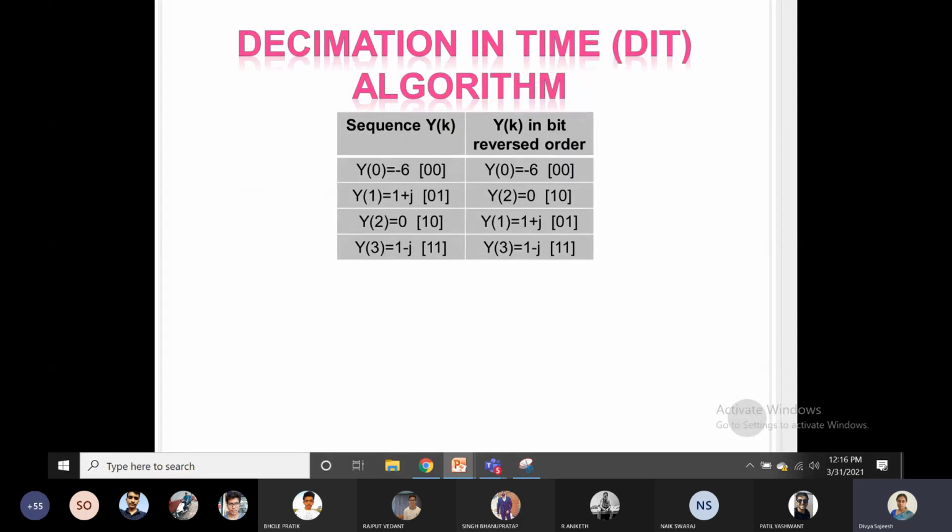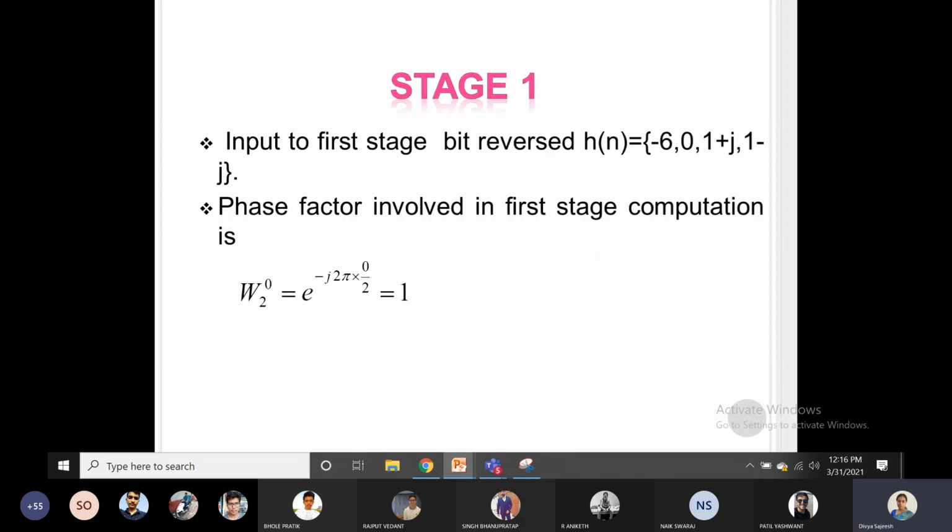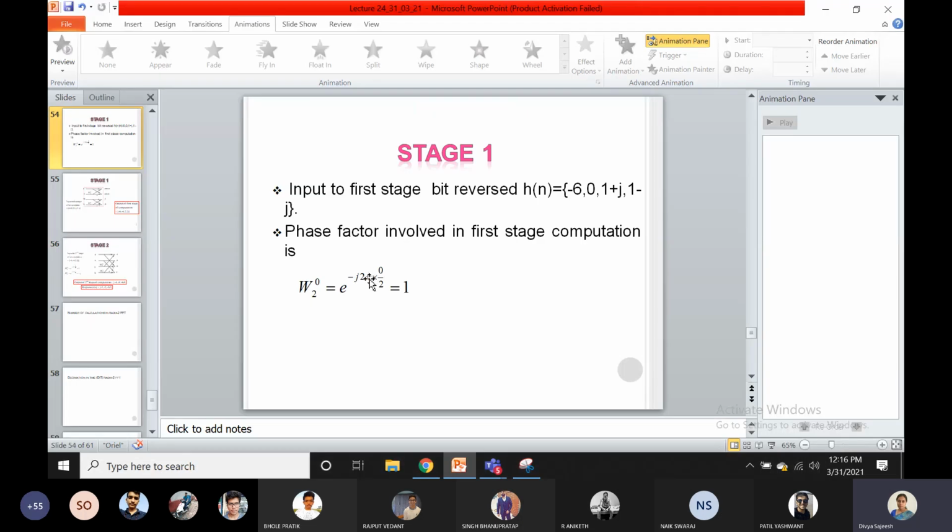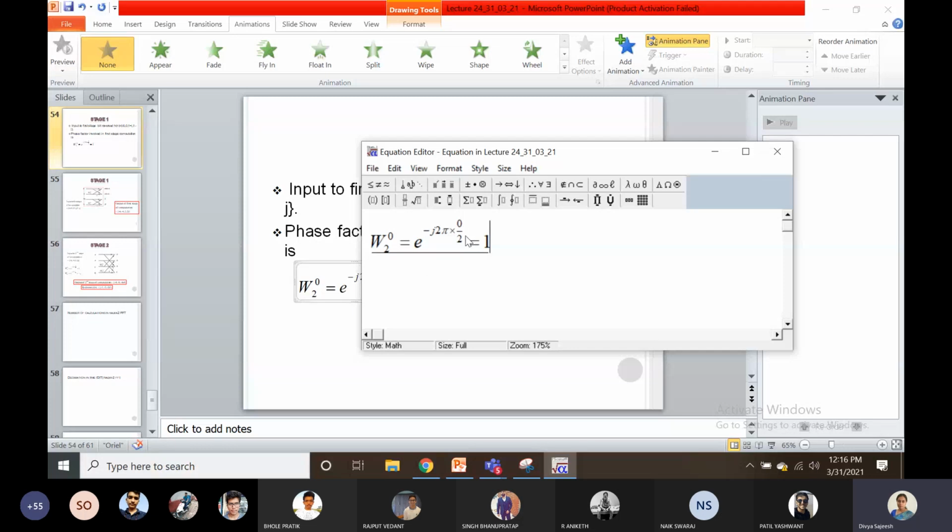Now the procedure is the same. We have to arrange y of k in the normal order, then write it in bit reverse. When I reverse the bits, it becomes minus 6, 0, 1 plus j, then 1 minus j. Now this will go into the first stage of computation. The phase factor involved here will actually be the conjugate of this, but for the first case it doesn't matter.